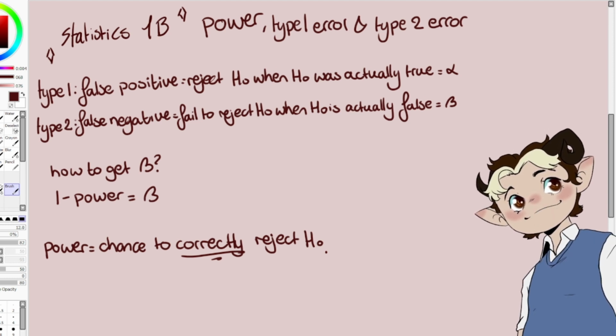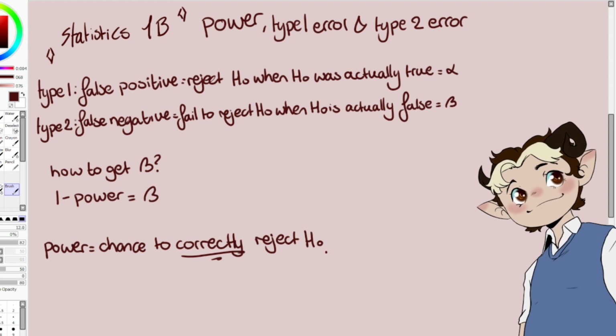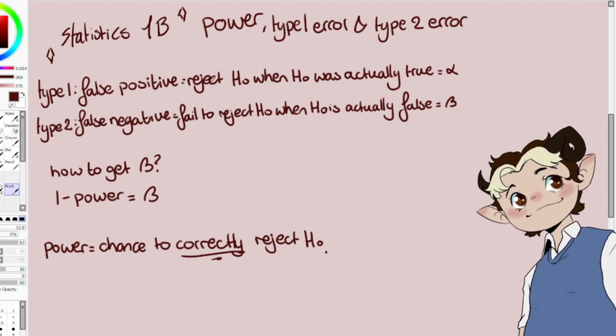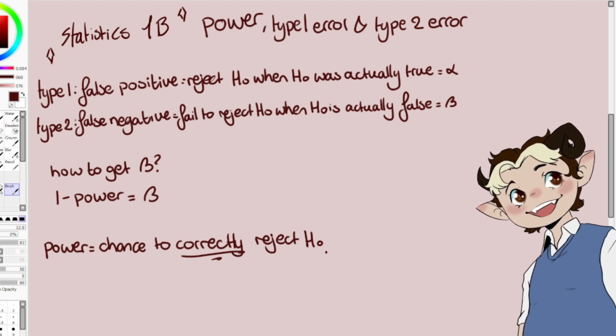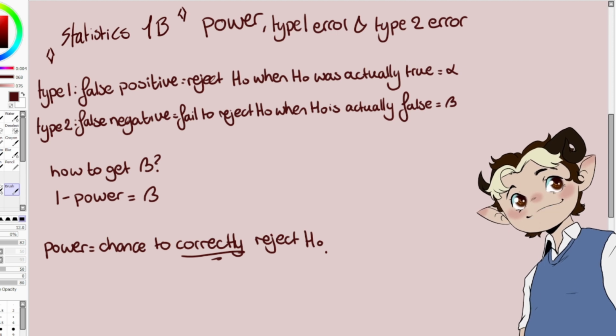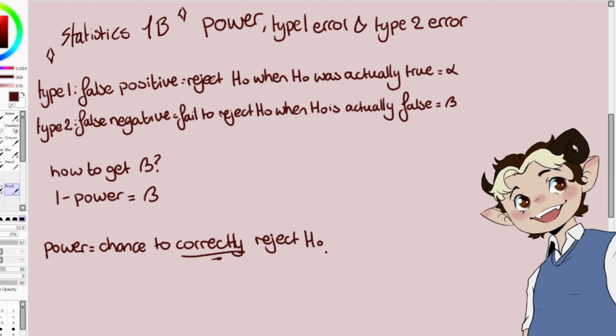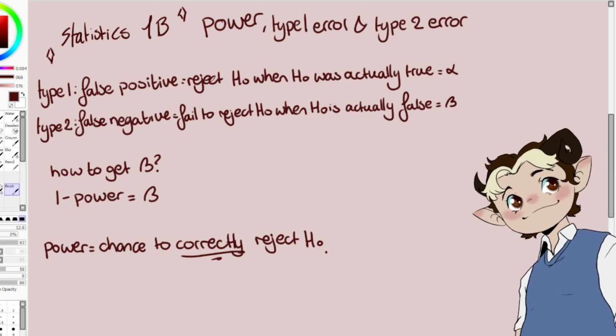So a type 1 error is a false positive, aka we reject the null when the null was actually true, and that is literally just our alpha level. So if we have an alpha level of 0.05, it means that there is a 5% chance that we have a type 1 error.